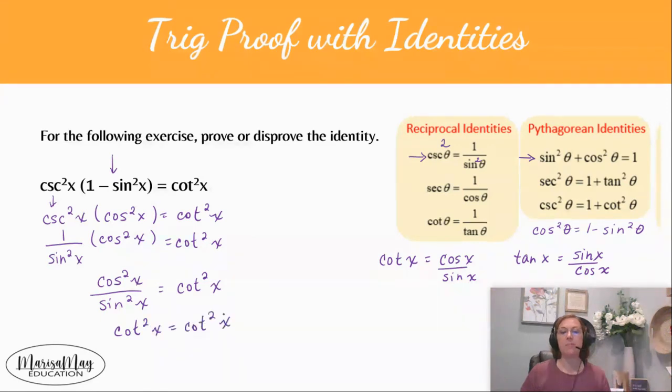Now remember, you don't want to skip any steps in your proof because you want to show logically how we move from one step to the next, how we make one side of the equation look exactly like the other side.